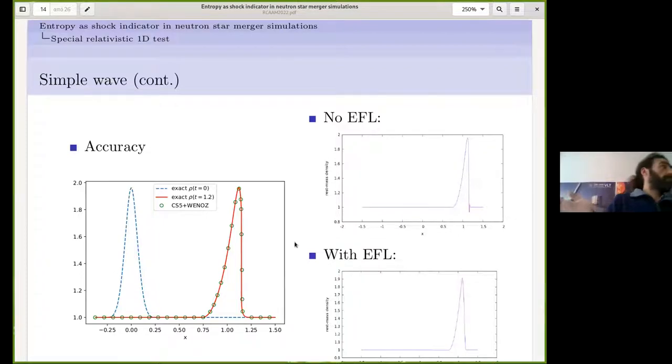Let's see how accurate these results are. Here I have plotted the exact solution, the red solid line at t equal 1.2, and the green circles are our numerical results. Our numerical results fall almost exactly on the exact solution. Here I give an example of what can go wrong. When we are not using the entropy flux limiter, we see these oscillations developing, while when we are using it, we get what I just showed you in the movie. So it's really working, at least in this simple case.